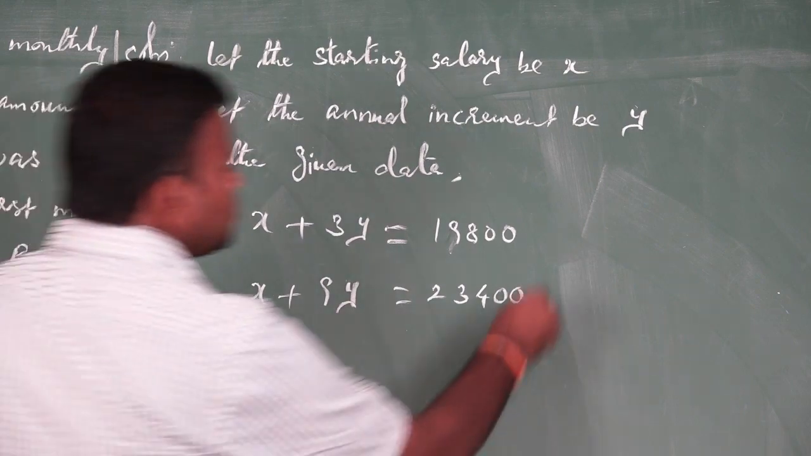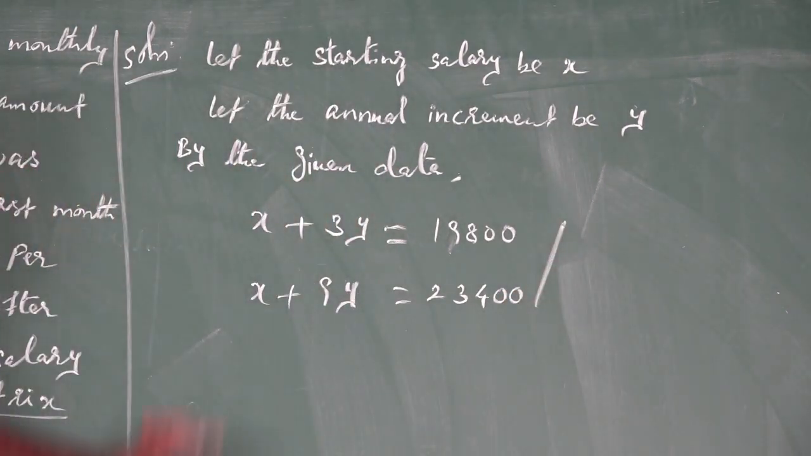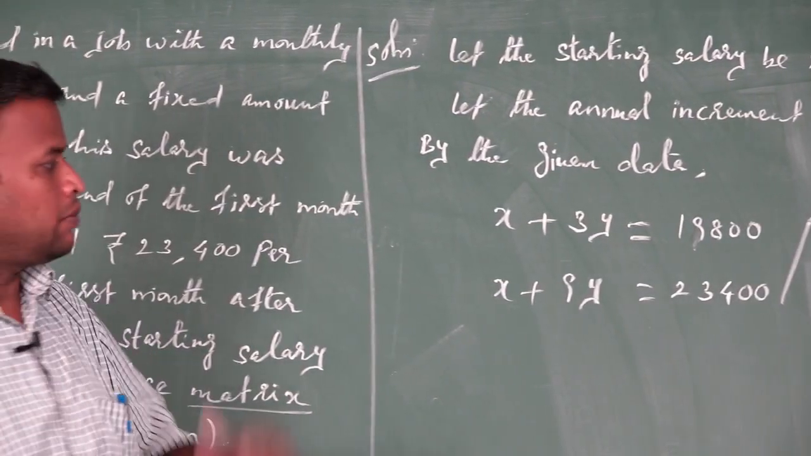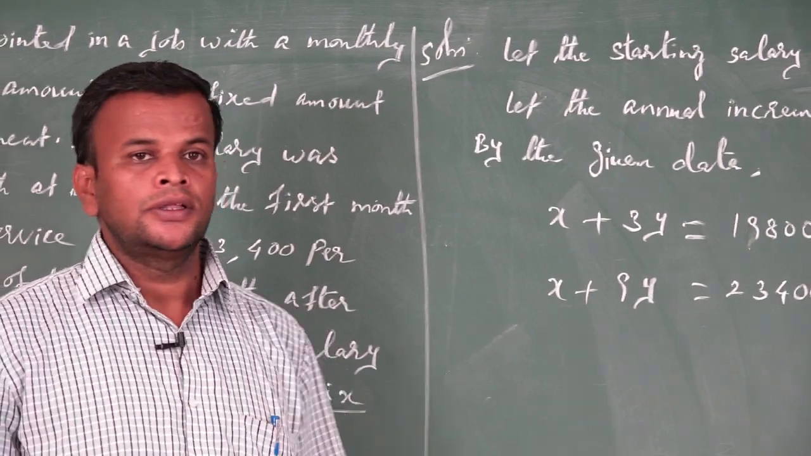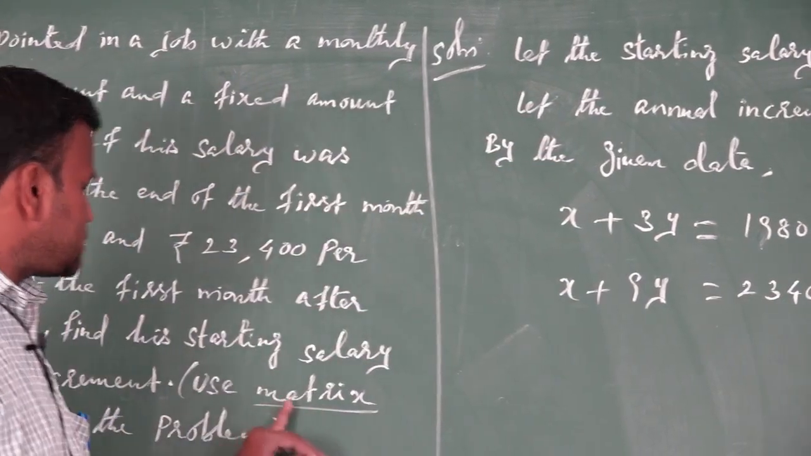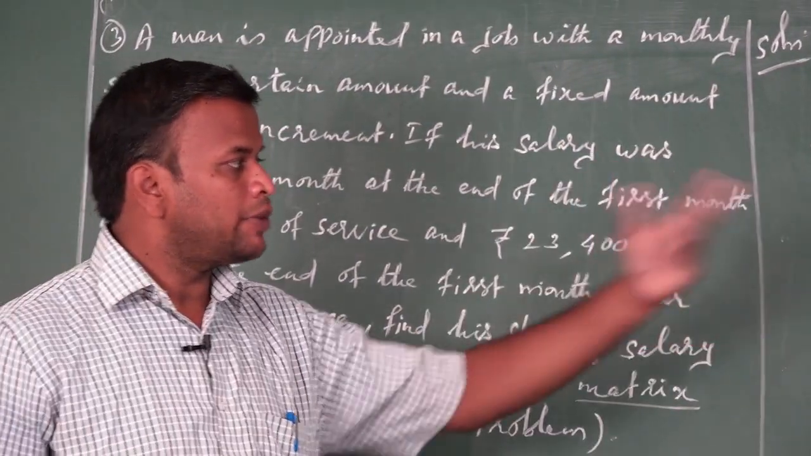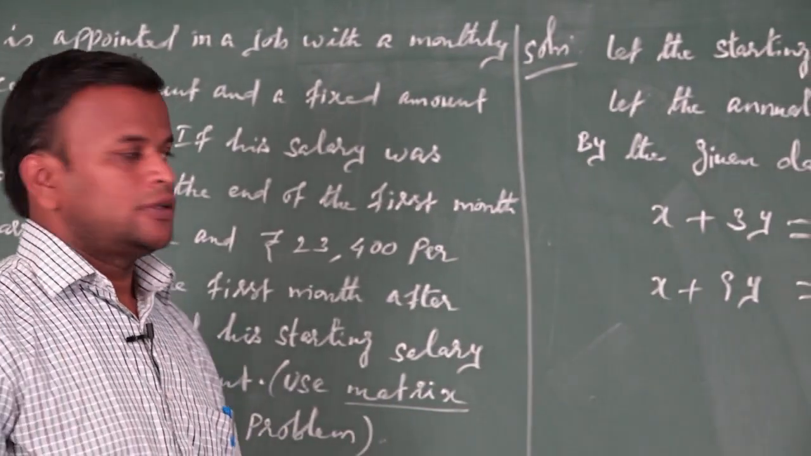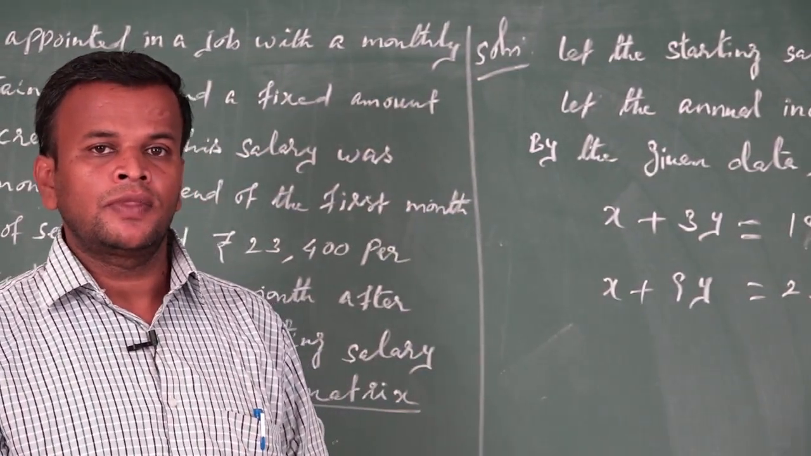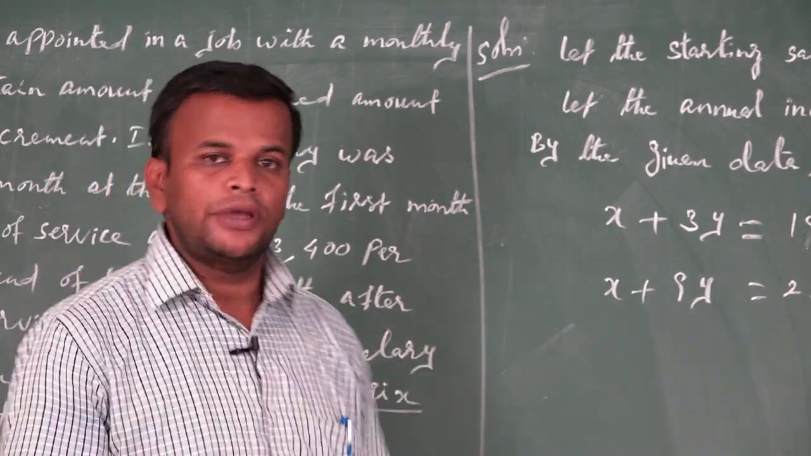Framing these two equations is very important. If we make any mistake in these two equations, all the answers will be wrong. So framing the equation is very important. Now we solve these two equations by the matrix inversion method. The first step is to form the equations, and then we solve them by the matrix inversion method.